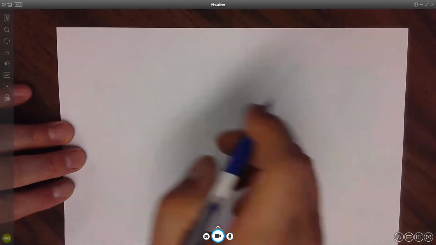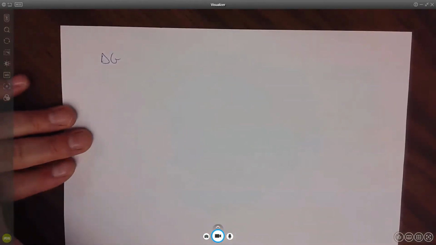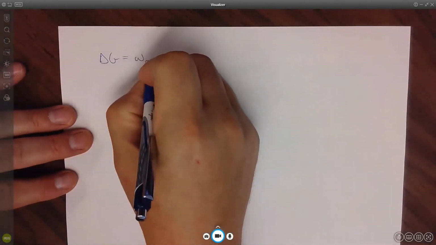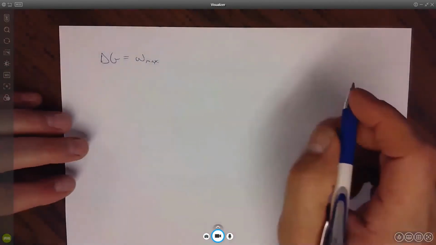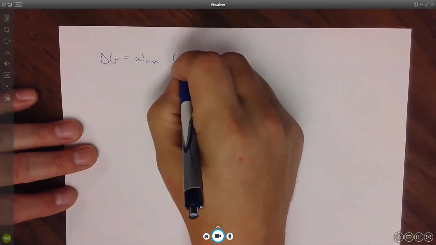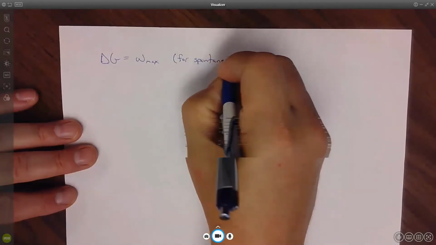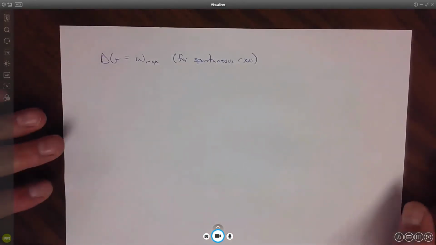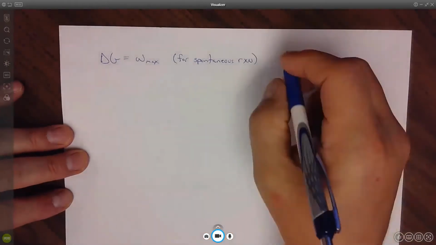Okay, now we also said that the Gibbs free energy is the maximum amount of work that we can get out of a chemical reaction. Now keep in mind, this is for a spontaneous reaction. And I'll make this more clear when we do an example of this later, okay? If it's a non-spontaneous reaction, this equals 0.